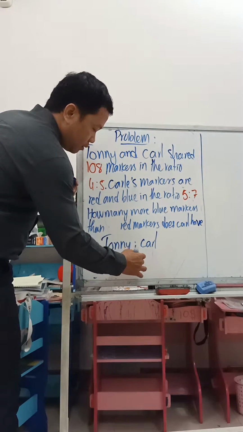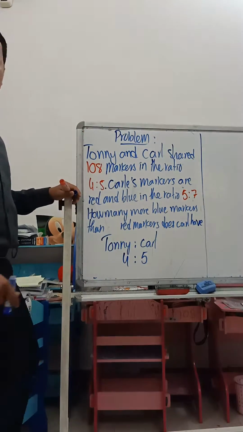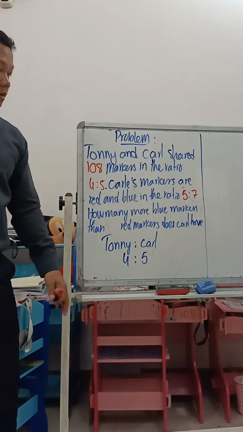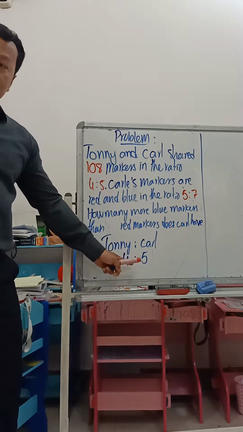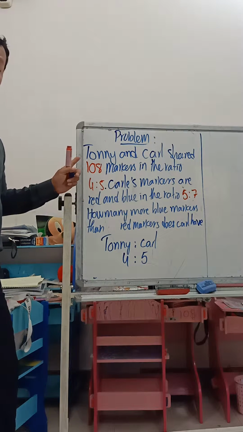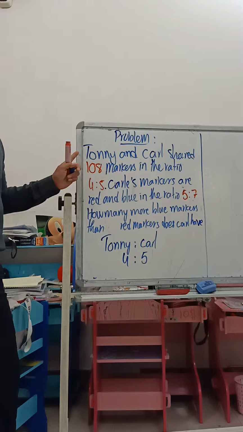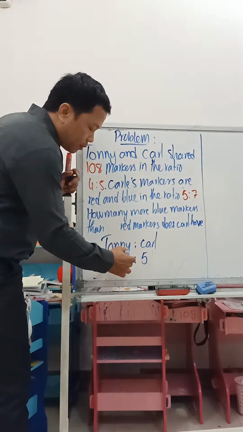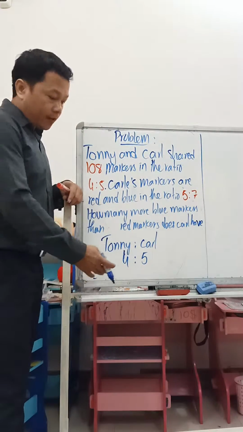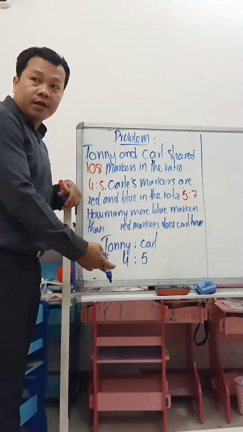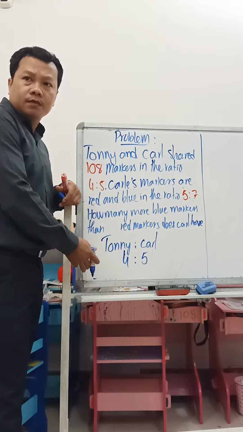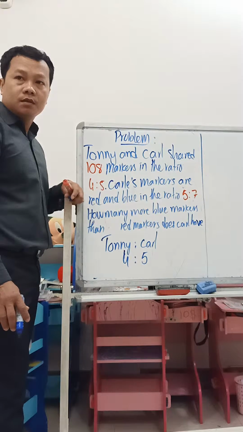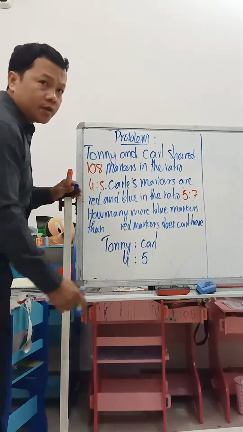4, 5. The total how many? Total 4, 5. The ratio 4:5 here equals how many markers? 108, right? Yes. 4:5, the total markers is 108. The ratio 4:5 shares for how many units? How many units?